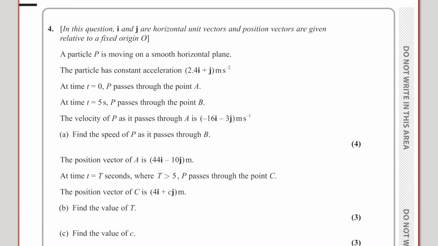Question 4. A particle P is moving on a smooth horizontal plane. The particle has constant acceleration, 2.4i plus j meters per second squared. At time t equals 0, P passes through A. At time t equals 5, P passes through B. The velocity of P as it passes through A is negative 16i minus 3j meters per second. Find the speed of P as it passes through B. So we've got constant acceleration, so we've got suvat.